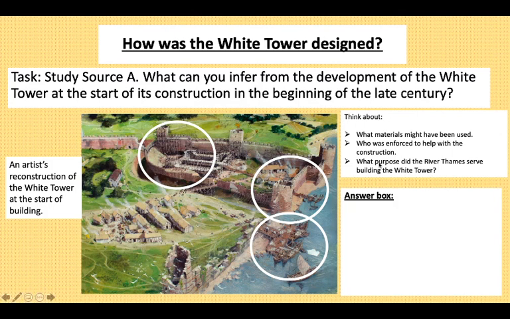And then finally, what purpose did the River Thames serve building the White Tower? You can see here that we have a couple of boats or potentially ships, and they would be used along the River Thames to transport or maybe even import different types of materials, so that it would be easier to take to the tower rather than risk breaking any of the materials along these roads, which we can see here.